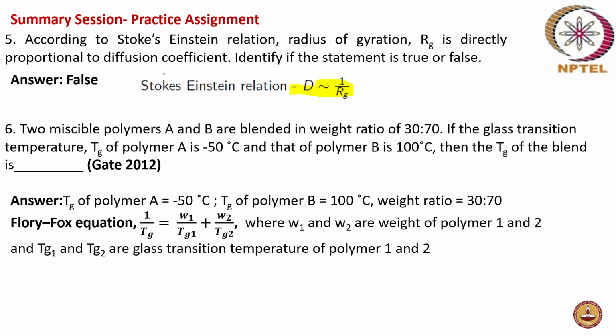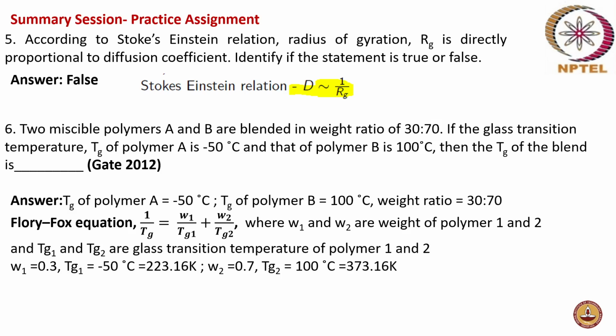He was right actually. So your Flory-Fox relation is 1 by Tg is equal to weight fraction of 1 by Tg1 plus weight fraction of 2 by Tg2. So you have to incorporate weight fraction and glass transition temperature. Another crux is that you have to incorporate the glass transition temperature in Kelvin. Once you have the formula, you have to also think of the units that are going to be used. So you have to convert the temperatures to Kelvin and then incorporate it.